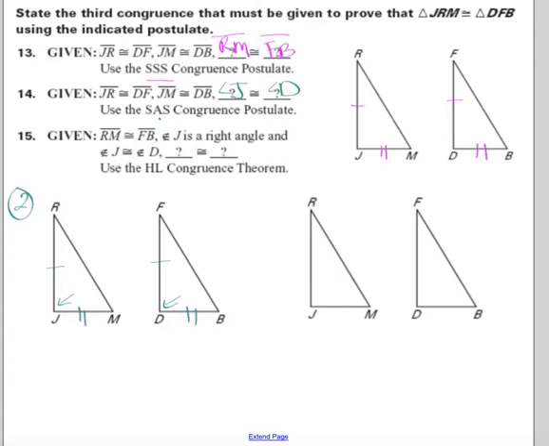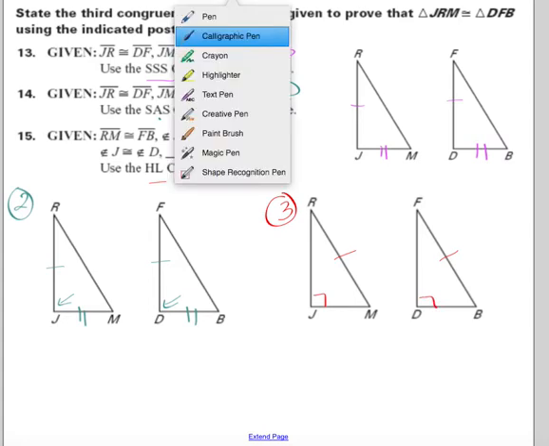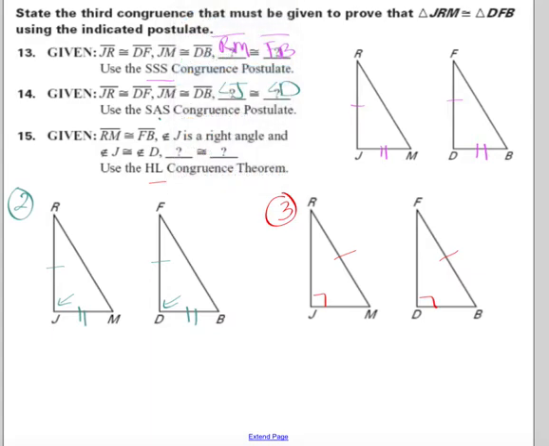The third one in the list here is telling us to use hypotenuse leg. I'll use this picture over here for this one. To use hypotenuse leg, you need a right angle in each triangle, and they said that RM is congruent to FB. RM and FB, they gave us the hypotenuse. This is the hypotenuse piece here. They said that J is a right angle, and they said that J is congruent to D, so D will also be a right angle. So in this problem, we need a leg, and there's actually two answers that we could put.